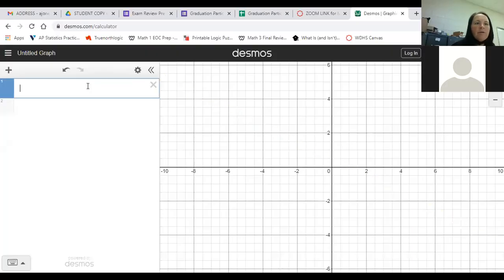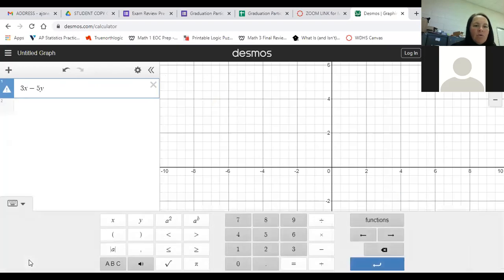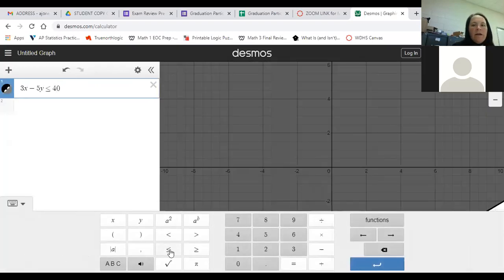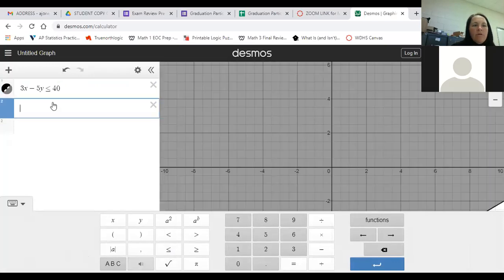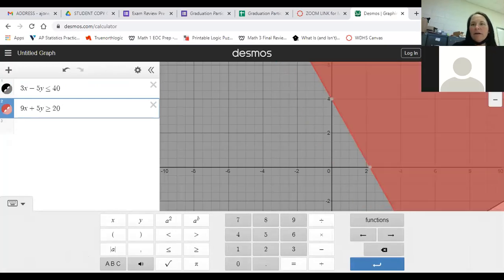So just as a reminder, we just straight type it in, 3x minus 5y. Now to get the inequalities, they're under the keyboard. This inequality is less than or equal to 40. And I'll move it so you can see the whole screen in just a minute. The other inequality is 9x plus 5y is greater than or equal to 20. And you can see that both of these lines are solid.